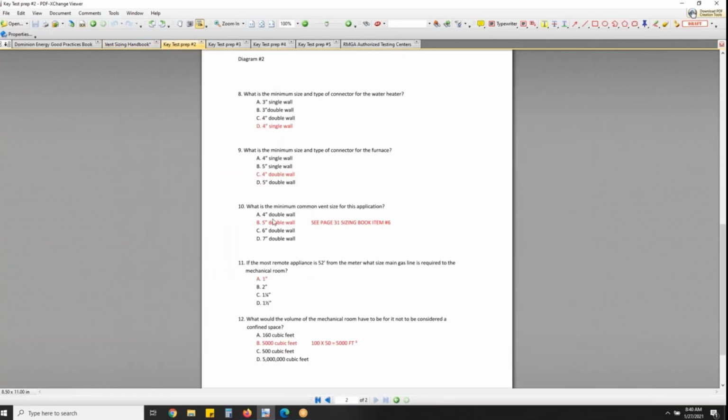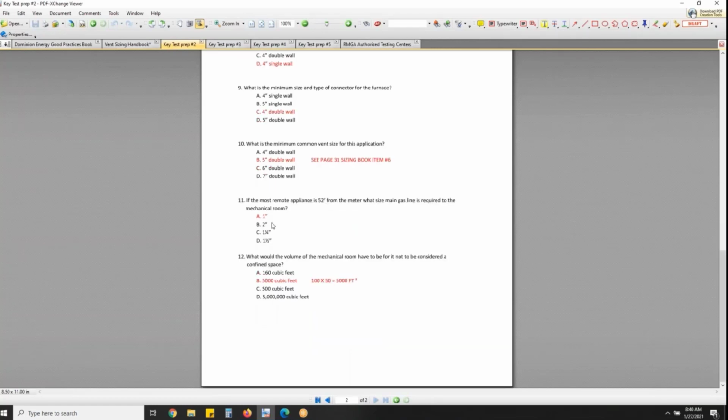But if you picked A on this one, on test day you'll get it right because they got rid of this. But you just need to know that it exists in there because I gave you some material that says that. All right, number 11, if the most remote appliance is 52 feet from the meter, what size main gas line is required to the mechanical room?